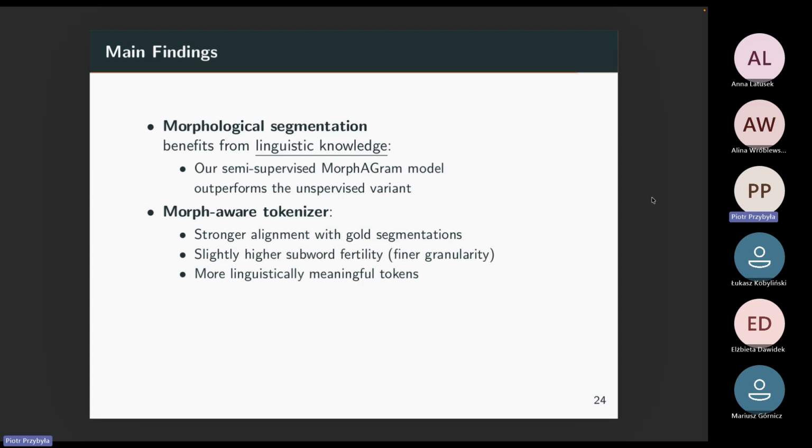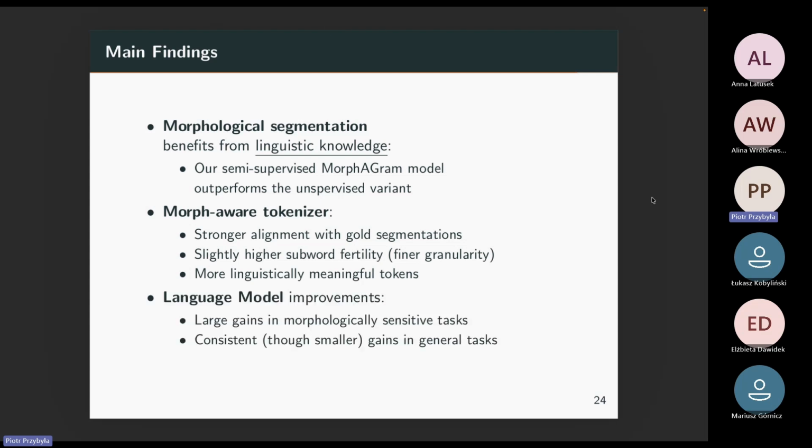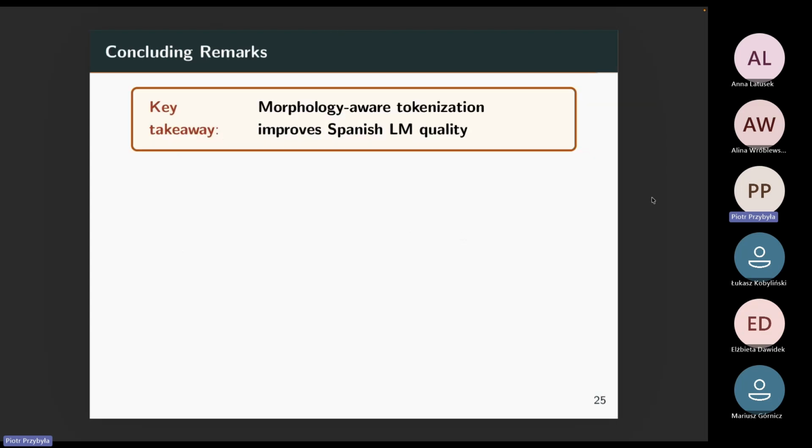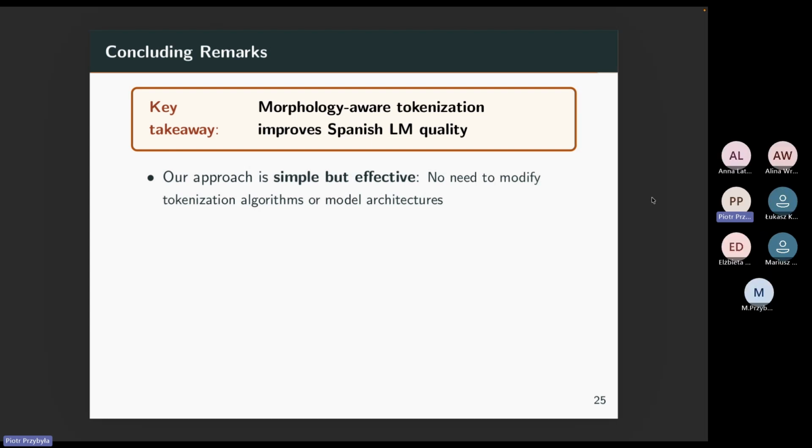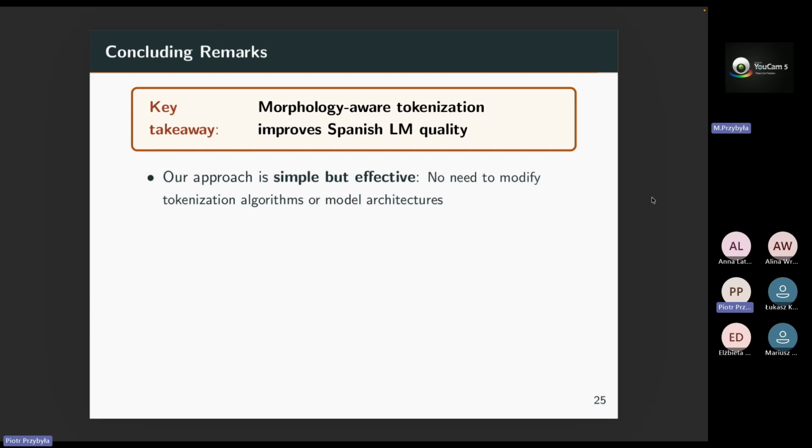And then it has slightly higher subword fertility, so you pay the smaller price, but the tokens are definitely more linguistically meaningful. And then the model gets very large gains in the morphologically sensitive tasks, and then smaller gains in the general tasks, but still noticeable improvements. So this is the key takeaway, that the morphology-aware tokenization improves Spanish language model quality. Yeah, the thing that's nice to emphasize is it's a very simple approach, but it's quite effective. So to achieve all that, you didn't need to actually modify anything about the tokenization algorithm, nothing about the model architecture. You just plug in a different dictionary.